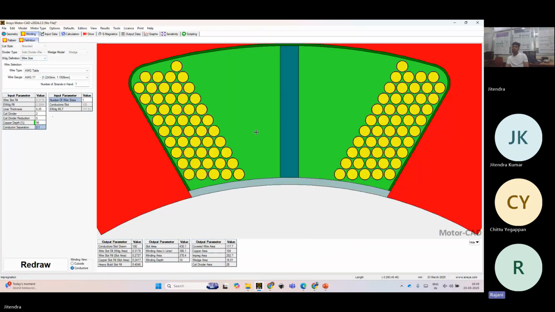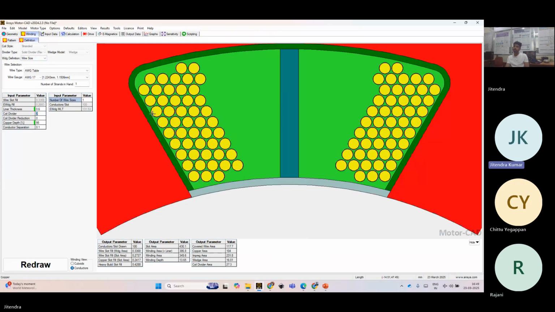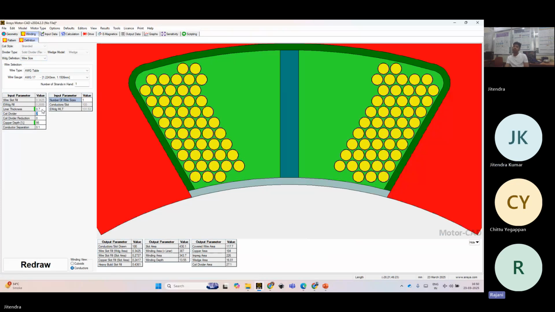How much slot liner have you kept generally? 0.6, 0.7, sir. It depends on the machine. For traction, how much have you kept? 0.7, sir. So like that you can adjust from here. And coil dividers, sir? I use coil dividers. We can also increase the number of strands.